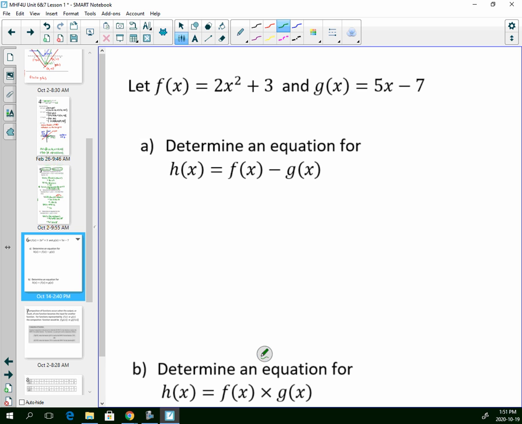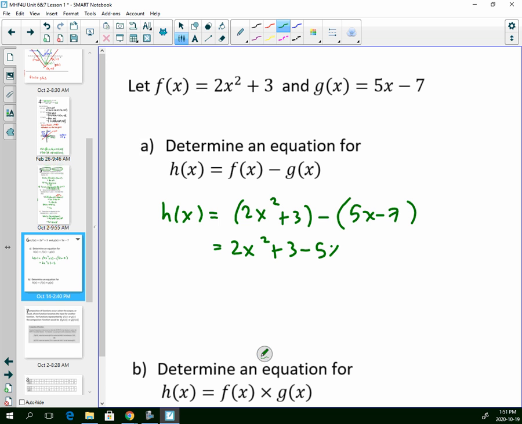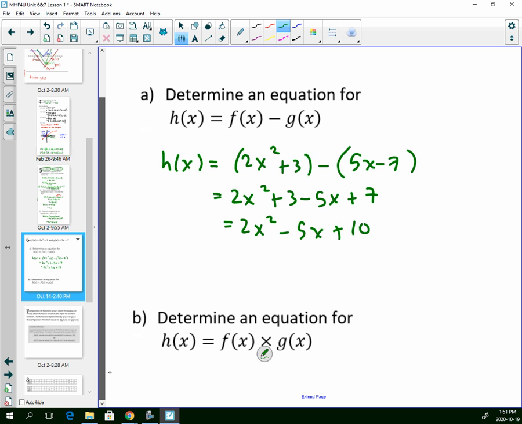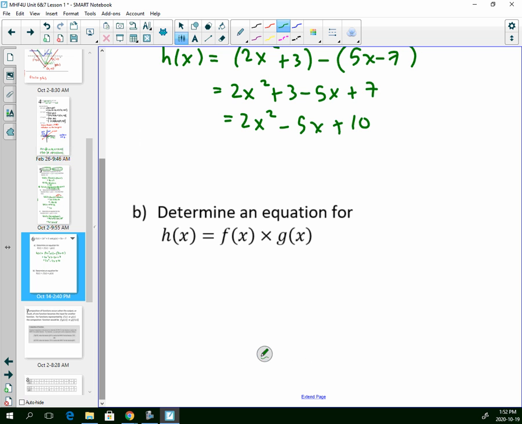This is the same sort of thing. H of x is f of x minus g of x. So I'm just putting 2x squared plus 3. And then 5x minus 7. Again, making sure I have it in brackets. And that will change the sign. And then I just collect like terms.